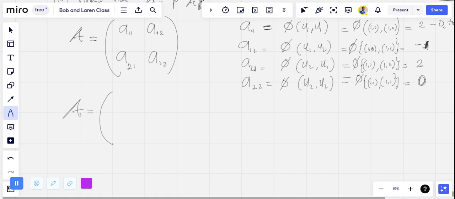A11 now, I already have it as I got 2. 2 minus 0, I got 2. My A12, I got minus 1. My A21, I got 2. And my A22, I got 0. So that is what A is.